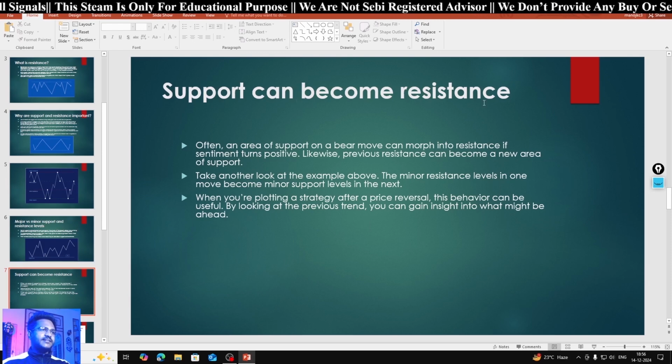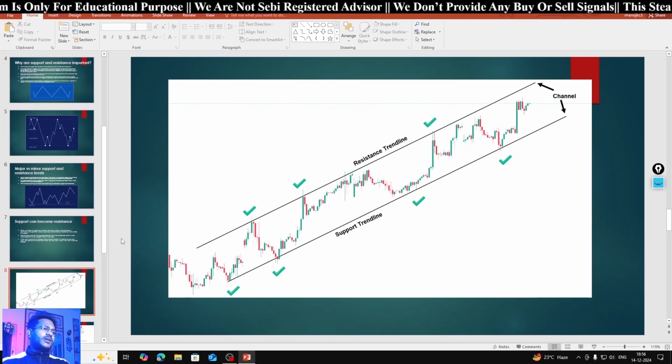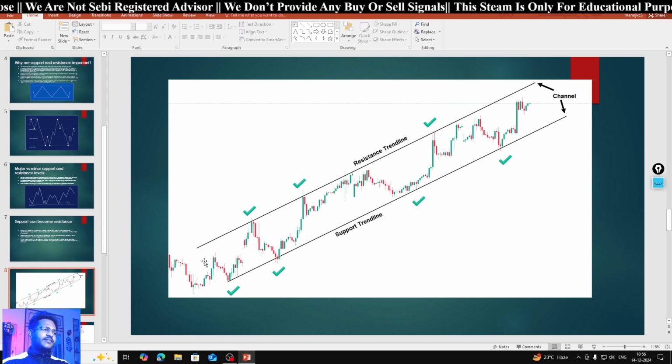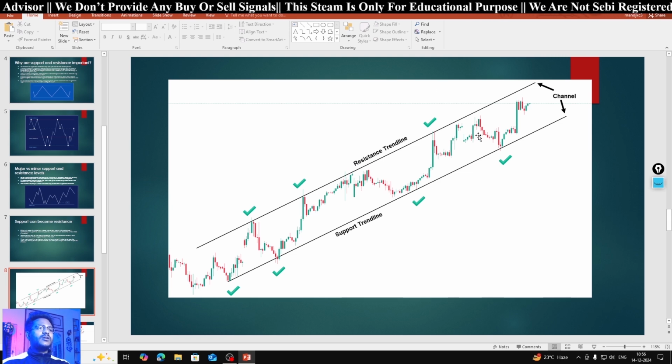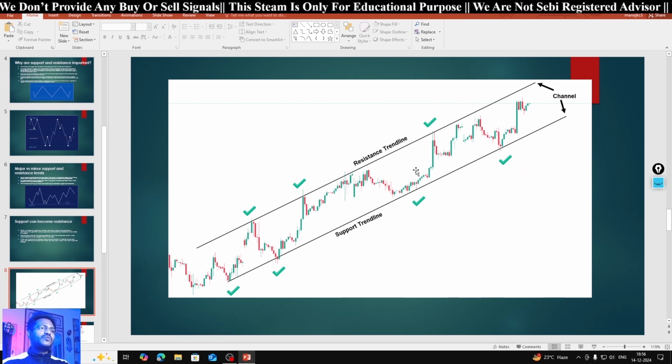Support can act like resistance. Now let's go with a small example. You could see this is a channel. Normally you could see in this trade, the market is trying to move within this particular channel. It is not trying to break this channel or get out of this channel. It is only trying to move within this channel.